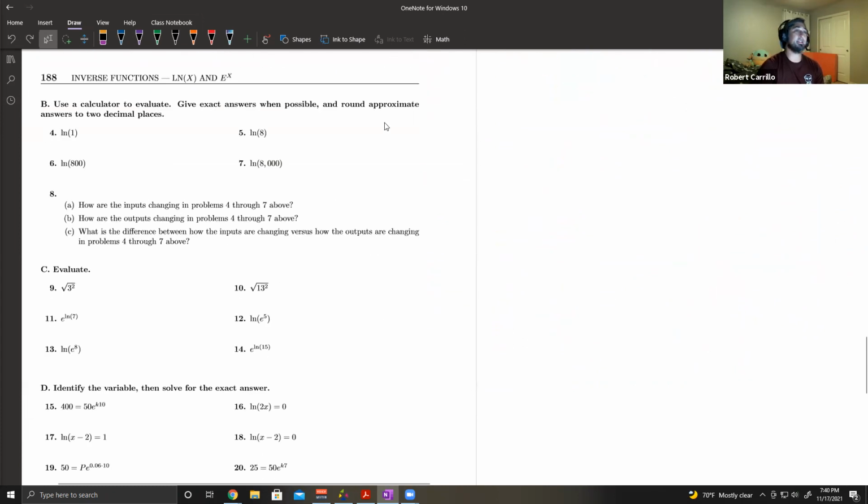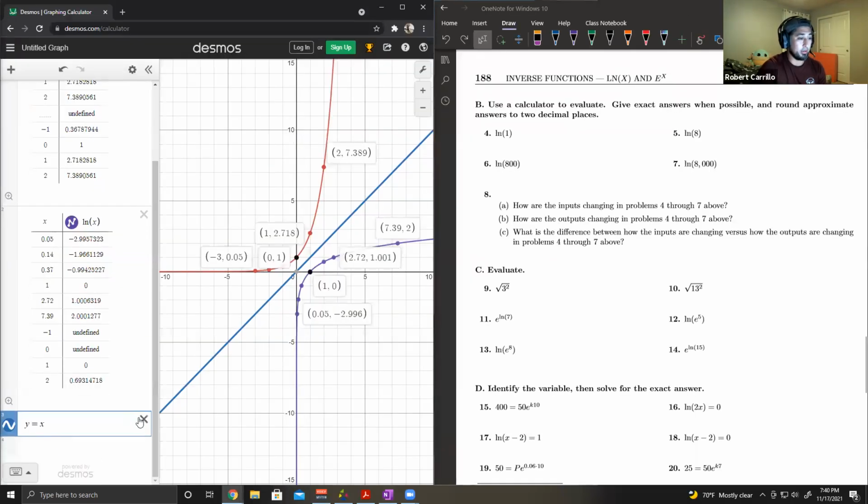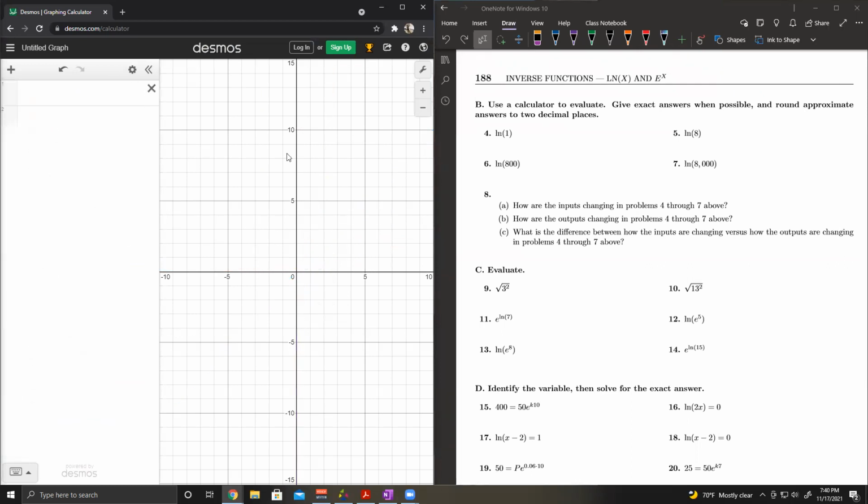Next it says use a calculator to evaluate, give exact answers when possible, and round approximate answers to 2 decimal places. Okay, so here we get to use our calculator. Yeehaw.